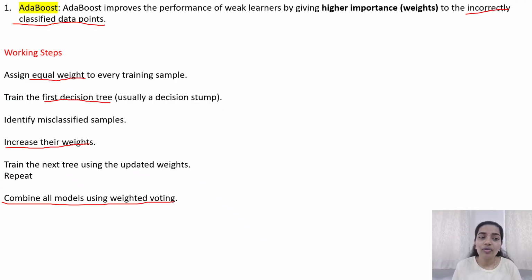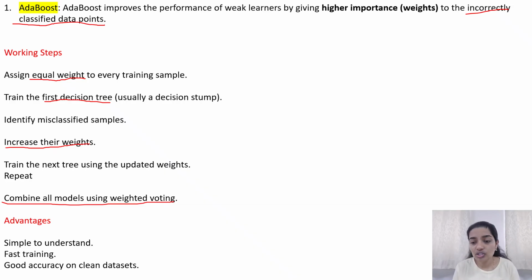So this is how we first give equal weightage to all the data points. When an error occurs or something like that happens, then we simply increase their weights. Then we have advantages of AdaBoost. So it is very simple. The implementation or the understanding is very simple. Then the training is fast and good accuracy on clean data set.